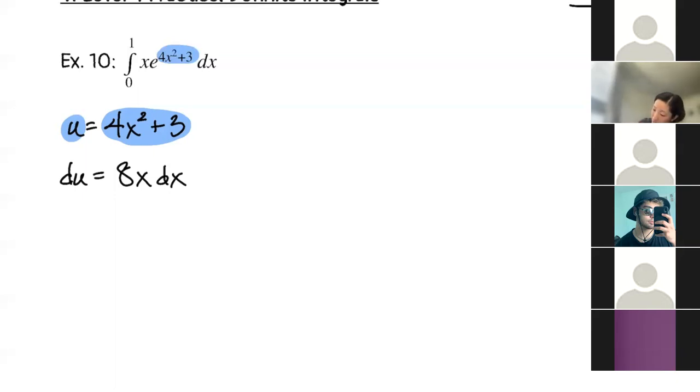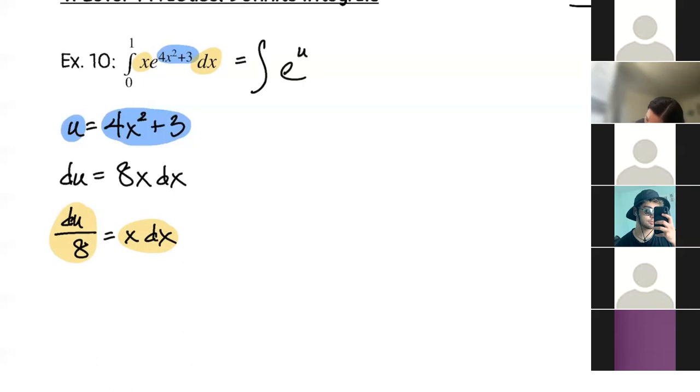Divide by 8, exactly, because when I look at the question, I notice that I see an x and a dx, but I do not see an 8x dx. So du over 8 will give me the x dx that I am looking for. Okay. So if we substitute this in, let's see what we get. e to the u times du over 8. Okay.